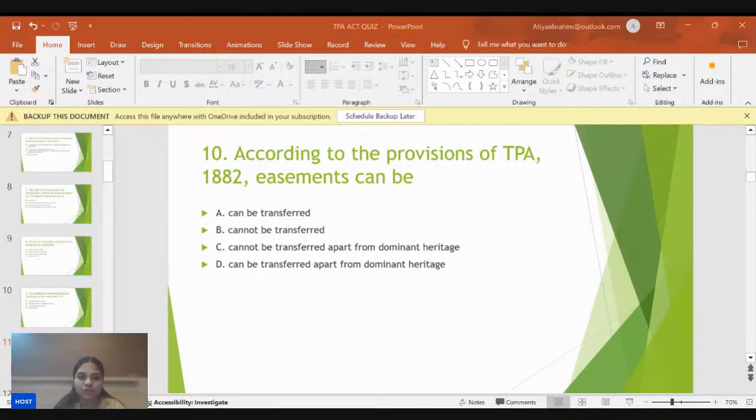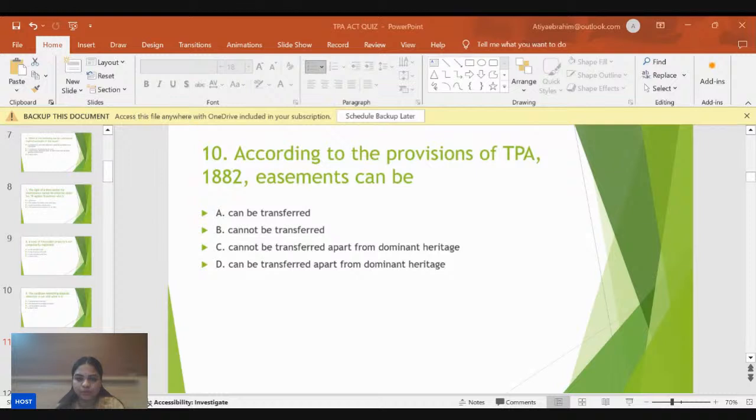Okay, so the correct answer here is option C. It cannot be transferred apart from dominant heritage. For question number 10, the correct answer is C. I'll just write it in the chat box also. Now, why? If you see section 6, clause C of TP Act, it says that easement cannot be transferred apart from dominant heritage, right? So for 10, the correct answer is 10C.